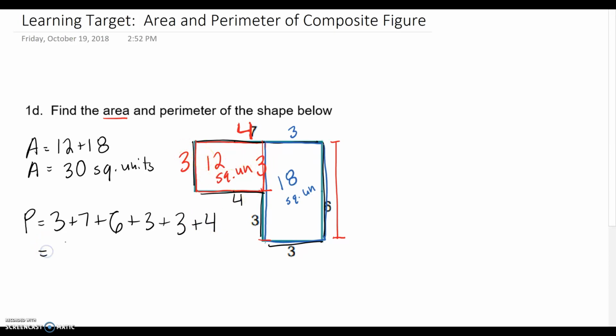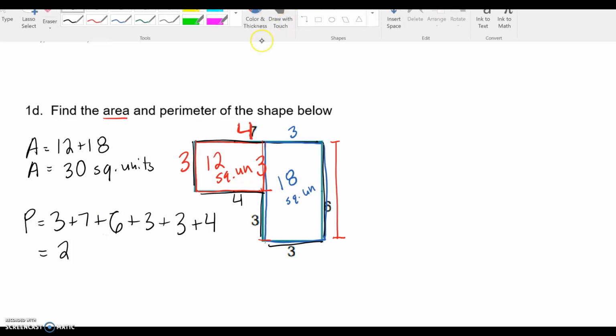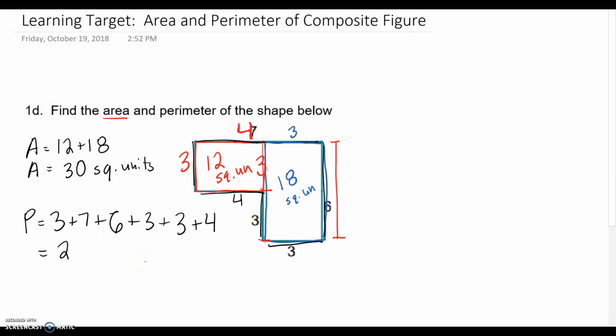So add those together. 7 plus 3 is 10, plus 6 is 16, 16 plus 3 is 19, 19 plus 3 is 22, and 22 plus 4 is 26. Let me pause the video. Let's see. 10 plus 6 is 16, plus 3 is 19, 19 plus 3 is 22, and then 22 plus 4 is 26. All right, there we go.